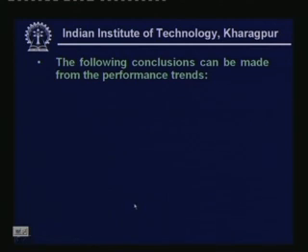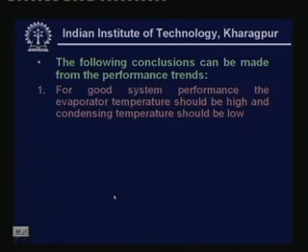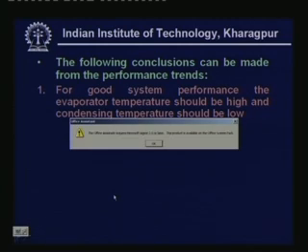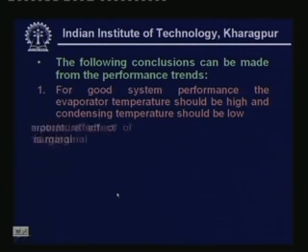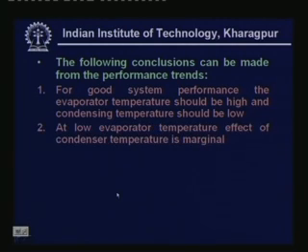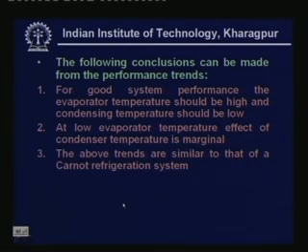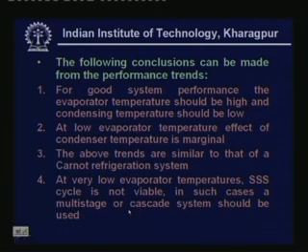So, these are the conclusions from the performance trends. For good system performance, the evaporator temperature should be high and condensing temperature should be low. At low evaporator temperature, the effect of condenser temperature is marginal. The above trends are similar to that of a Carnot refrigeration system. At very low evaporator temperatures, the saturated single stage cycle is not viable, because the COPs will be small and the required compressor size will be very large. In such cases we have to use what is known as a multi-stage or cascade system. We will discuss the multi-stage and cascade systems in the next class.